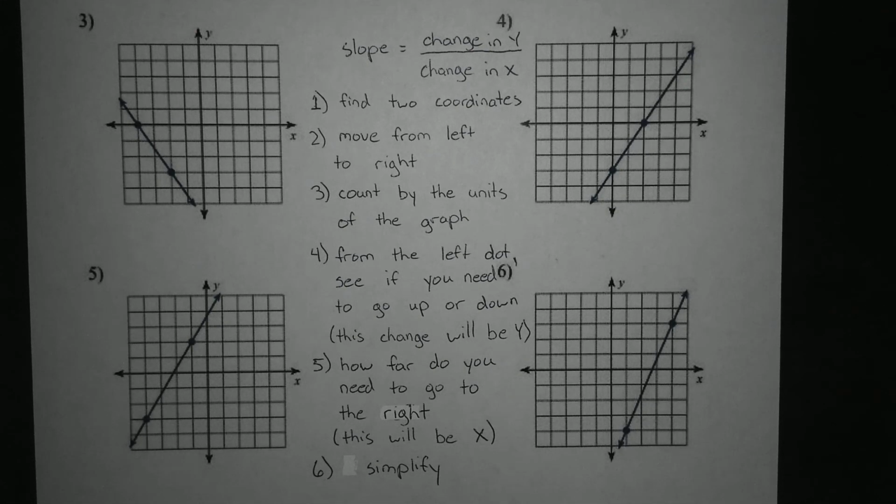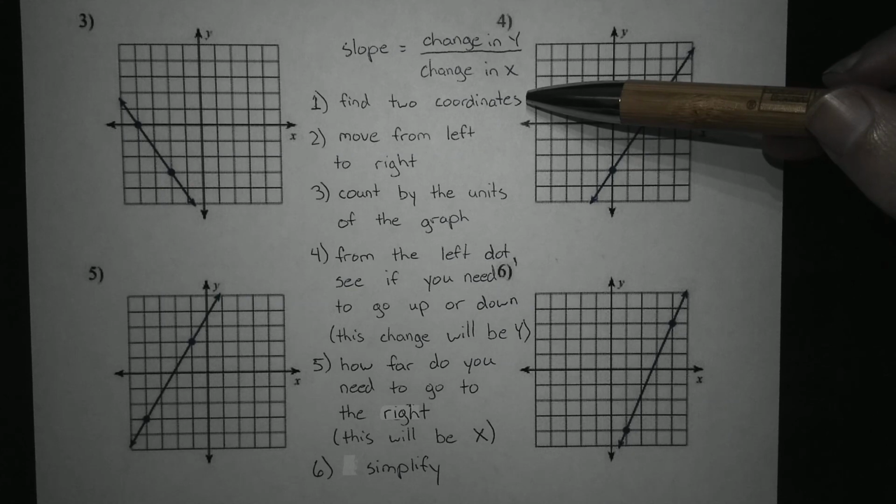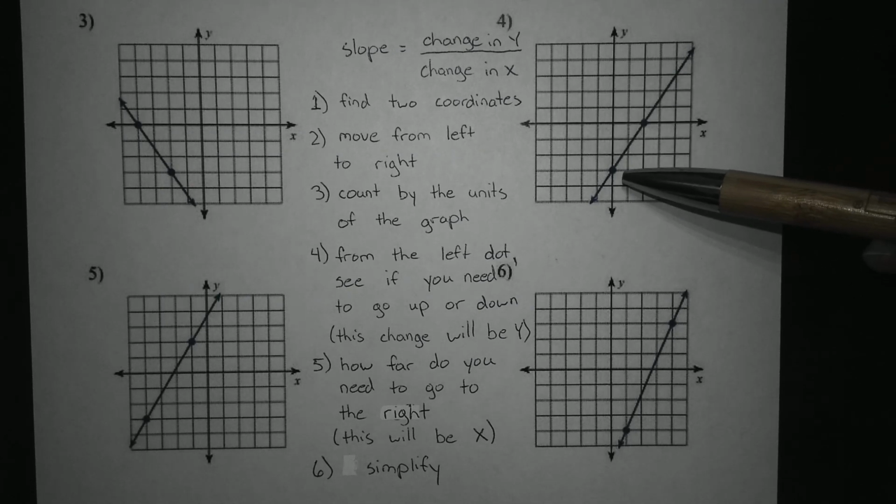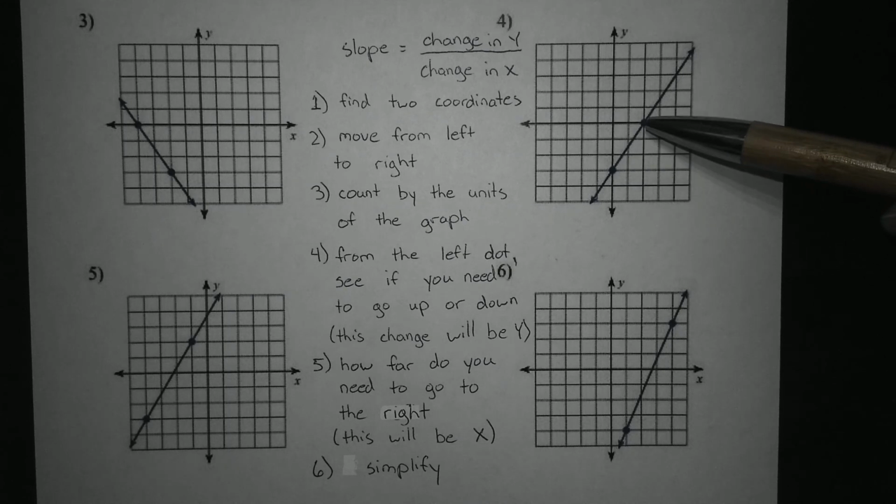Here is how you find the slope of a line. First, let me define slope as the change in y over the change in x. So the first thing that we need to do, which has already been done for us in this example, is to find two coordinates that we can use. I'm going to start with this one here. They have given me two coordinates.